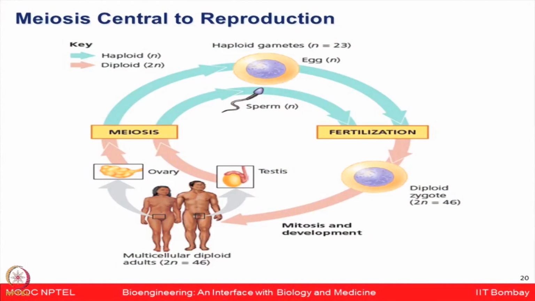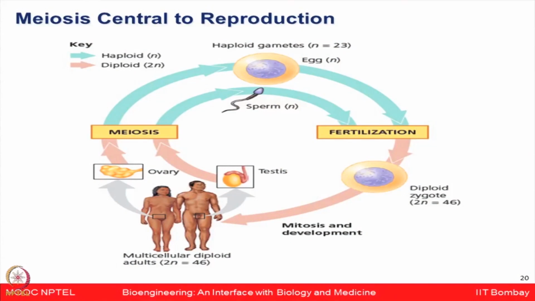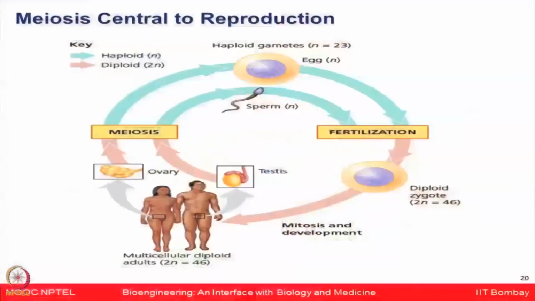So, meiosis is very central to the reproduction process. If you look at the cell here, we have the sperm and the ova, the sperm produced inside the testis and the eggs produced inside the ovary. These are haploids, shown in the green color. After the fertilization process, they form the diploid zygote, which is 2n. So, one phase has the haploid level, and the other part, after fertilization, mitosis and development, is the diploid level. The multicellular diploid adults formed have 2n equals 46 chromosomes.